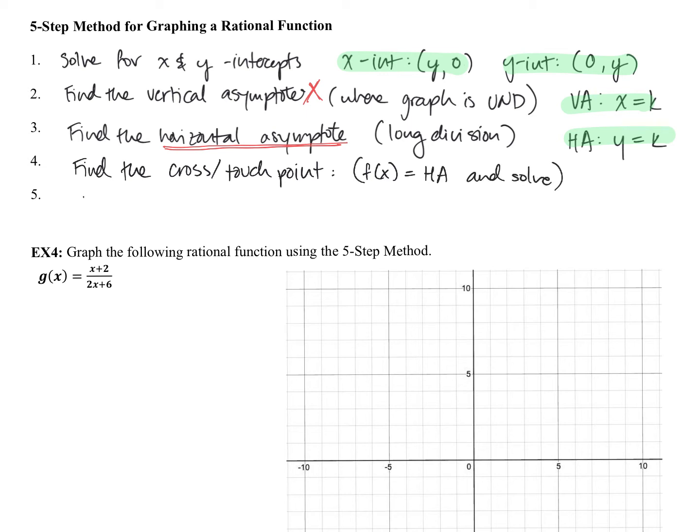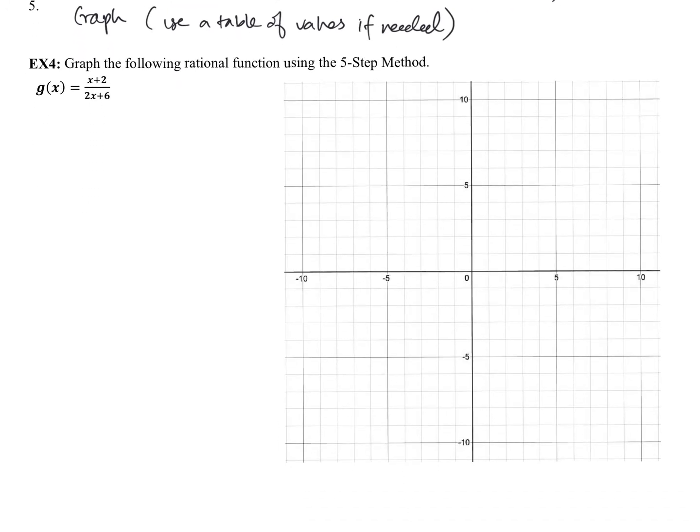And lastly, you're going to graph, and use a table of values if needed to finish your graph. Alright, let's get started. Graph the following rational function using the 5-step method. So what was our first step?